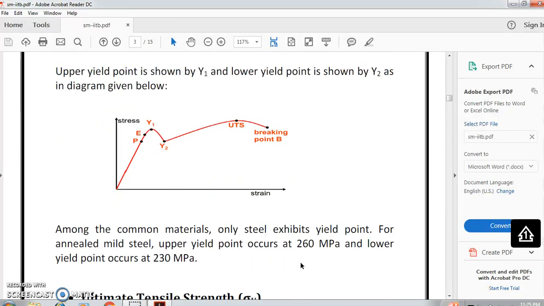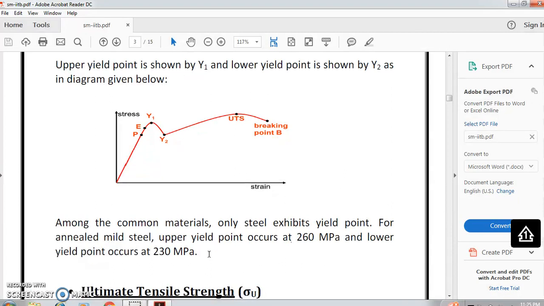Among the common materials, only steel exhibits a yield point. For mild steel, the upper yield point occurs at 260 megapascals and the lower yield point occurs generally at 230 megapascals.